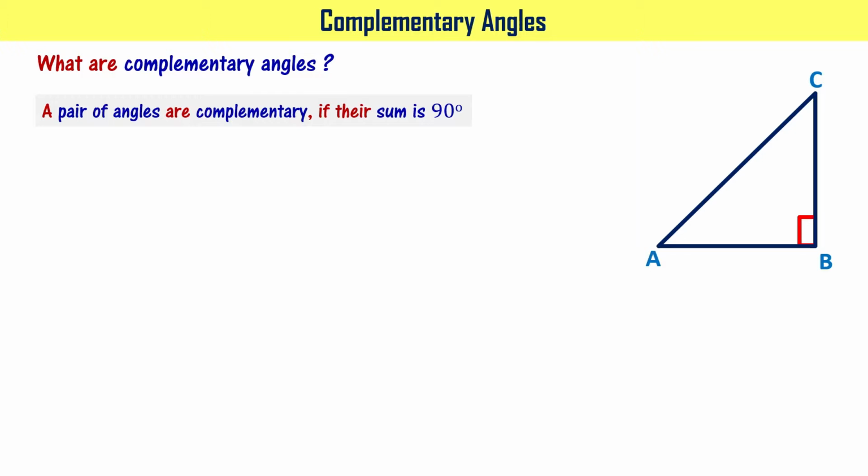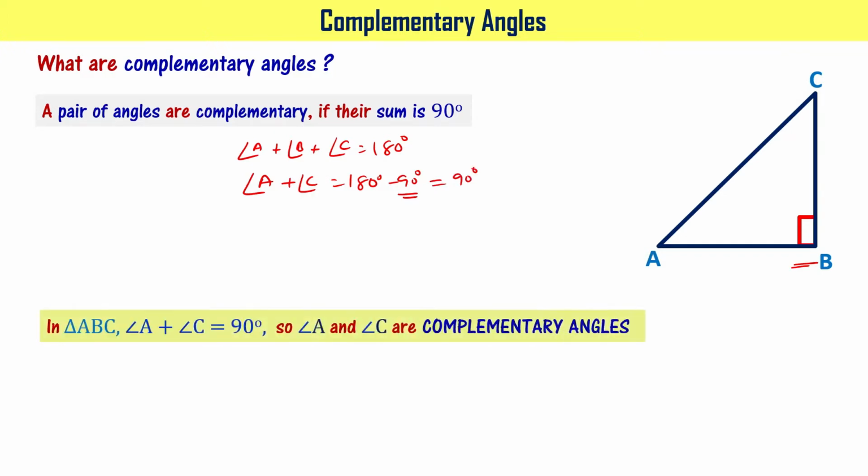We know that in a triangle, the sum of the interior angles is 180 degrees, right? It means in triangle ABC, angle A plus angle B plus angle C equals 180 degrees. And the given triangle is a right angle triangle, that's why angle B is 90 degrees. It means I can write angle A plus angle C equals 180 degrees minus 90 degrees. This is angle B. So angle A plus angle C is equal to 90 degrees.